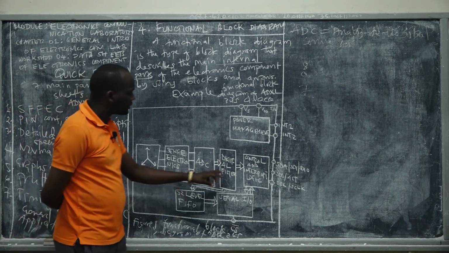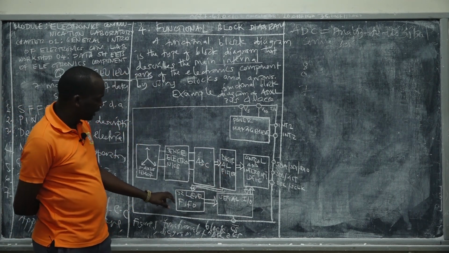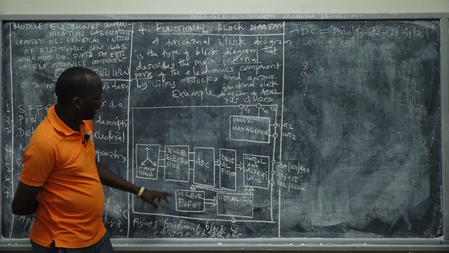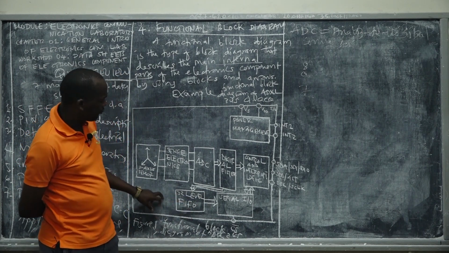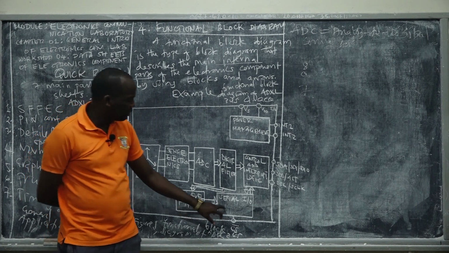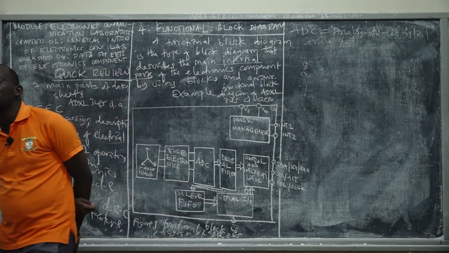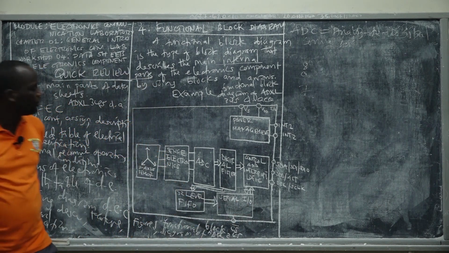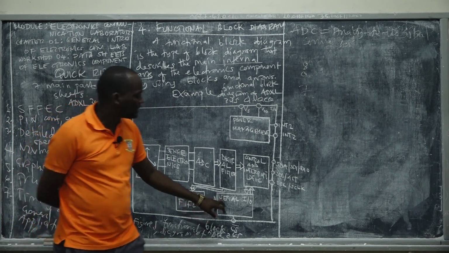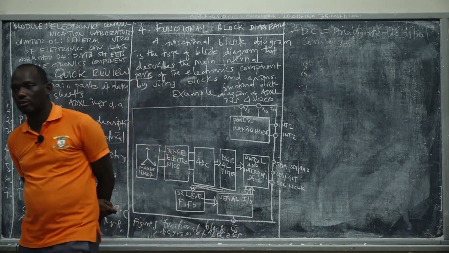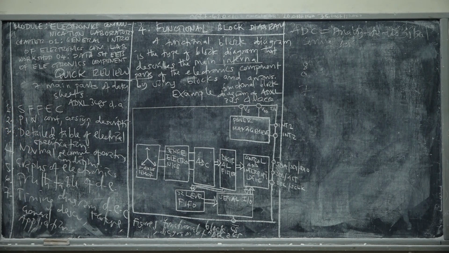Some of the outputs of the digital filter will be fed to the 32-level FIFO, and the output of the FIFO will be fed to the serial input output. Serial input output is the communication protocol.